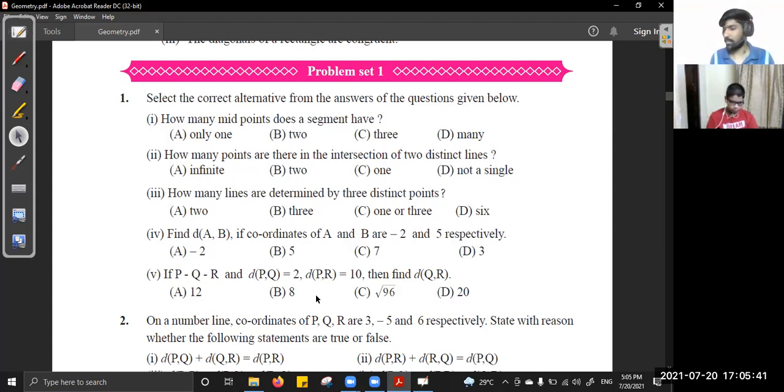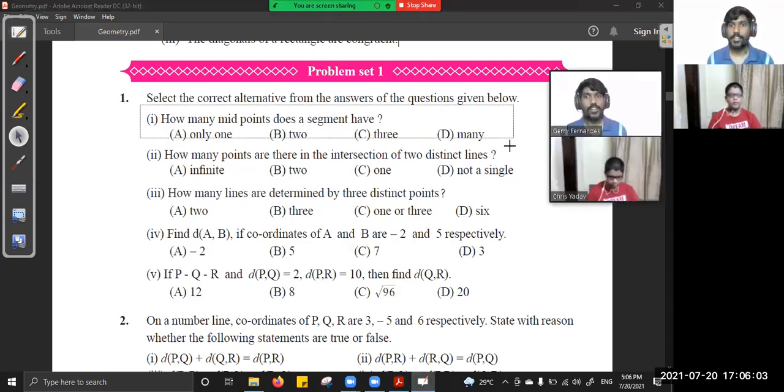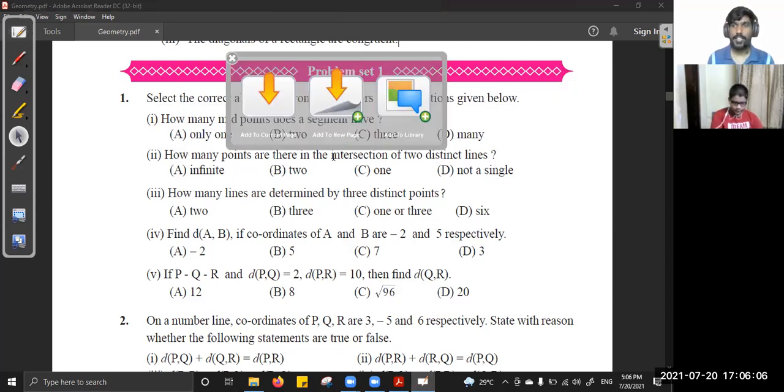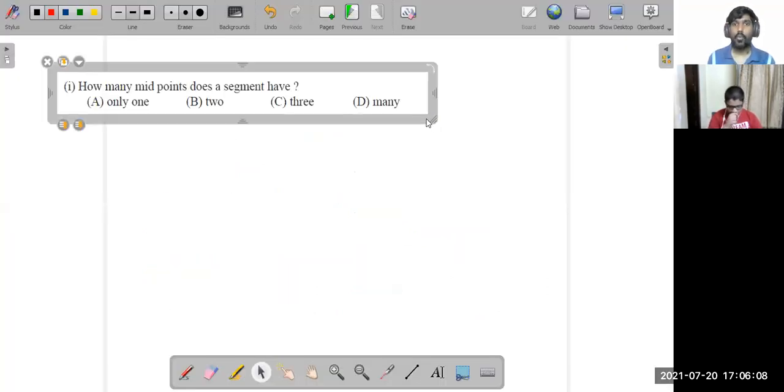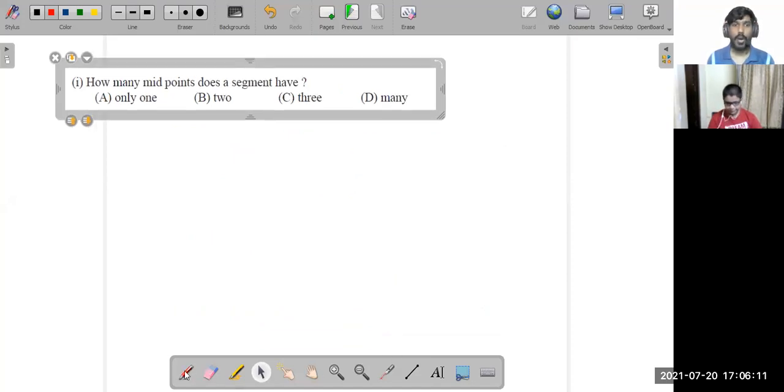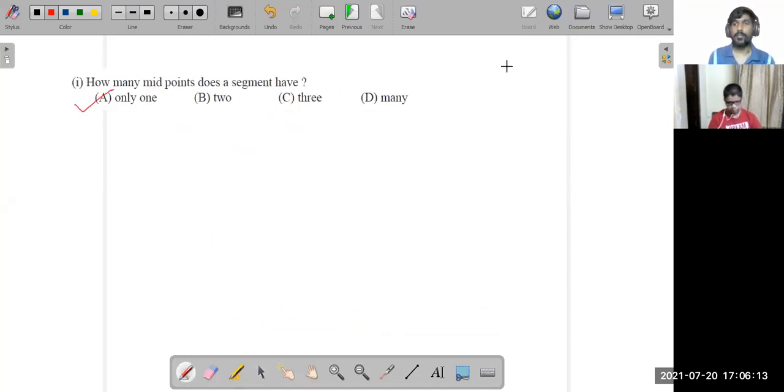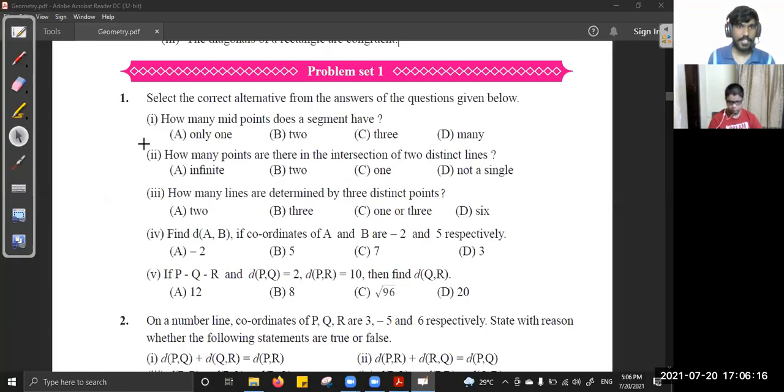Okay, so we'll discuss a question. First one, how many midpoints does one segment have? This we had discussed also. One. A line segment will have one and only one midpoint. Okay, keep this in mind.